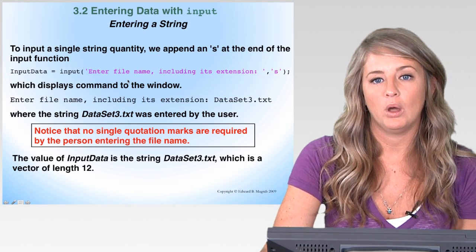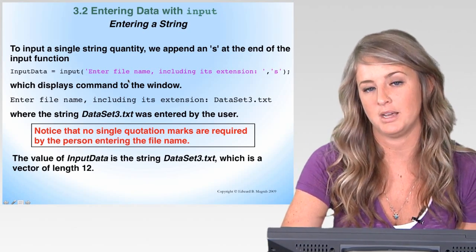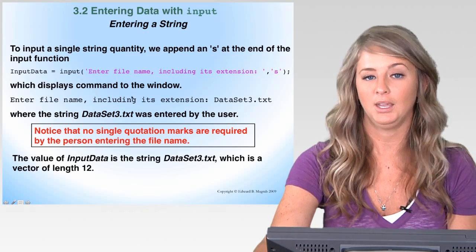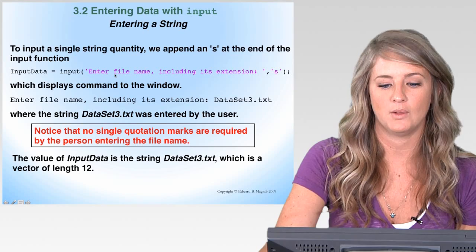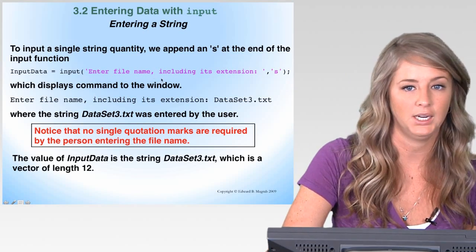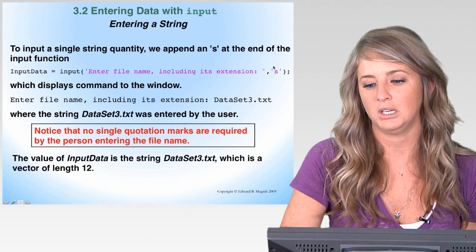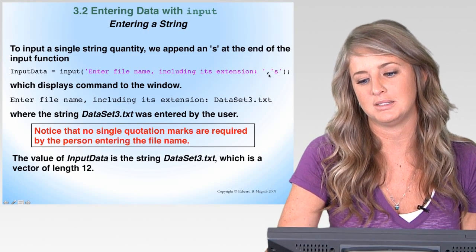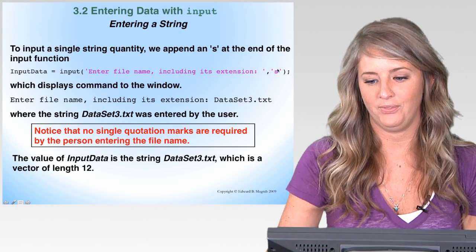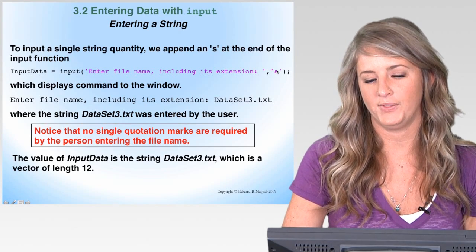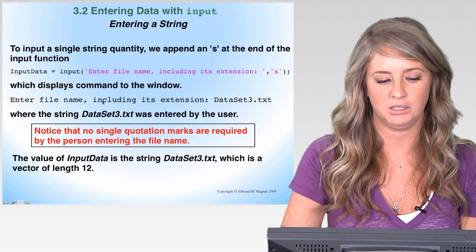Let's say that we wanted the user to be able to input a string instead of just a numerical value. We can do that as well. So let's say in this particular case, we want the user to enter a file name, including its extension. What's particularly different here is that you need to use this syntax. So the comma, single quotation marks, and the S here. And what that's signifying to MATLAB is that a string is going to be entered by the user.